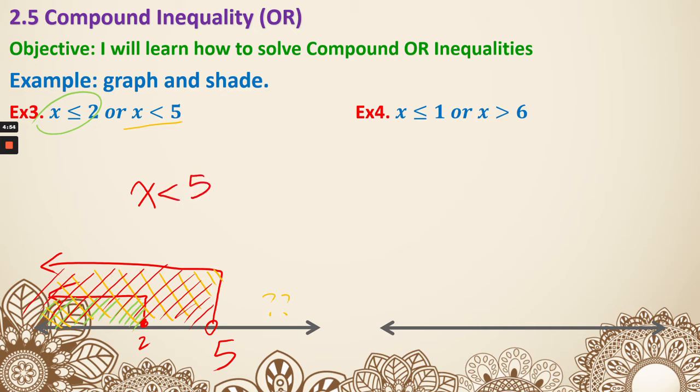Because it's to the left side of 5, that is still an open circle, so x is less than 5.